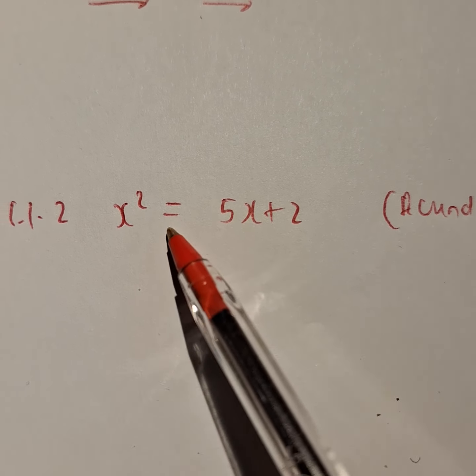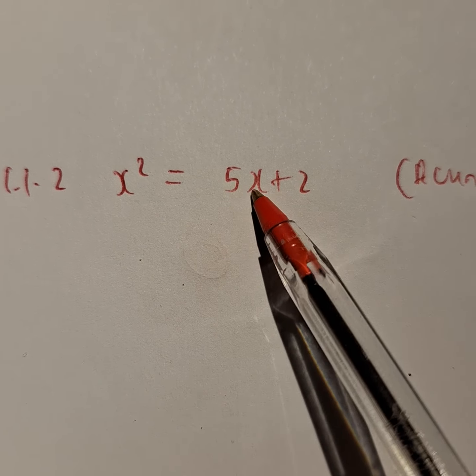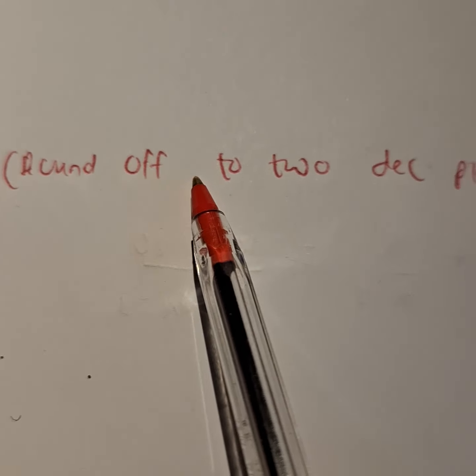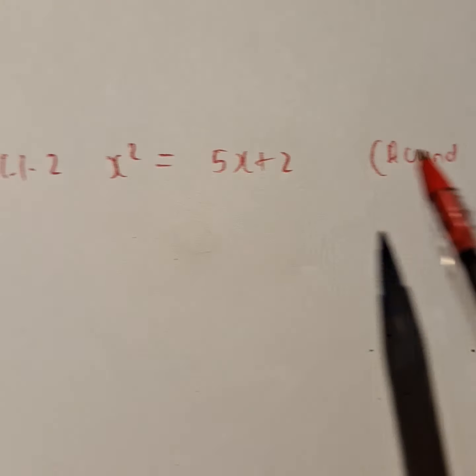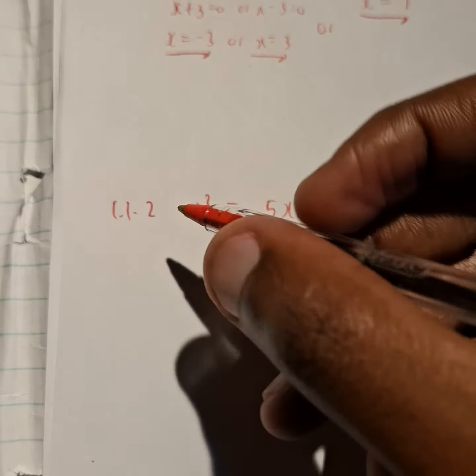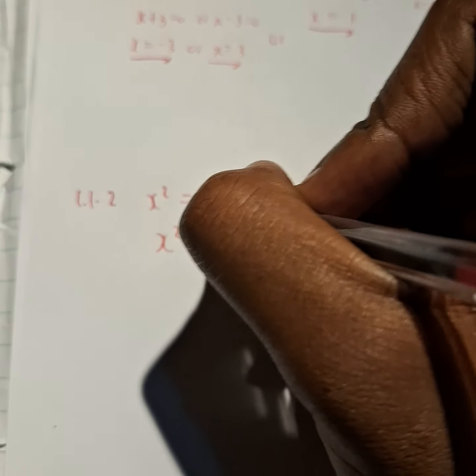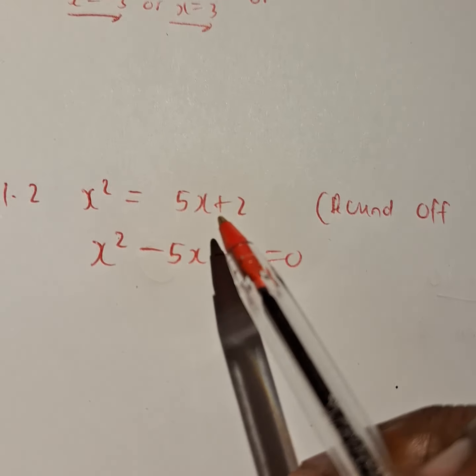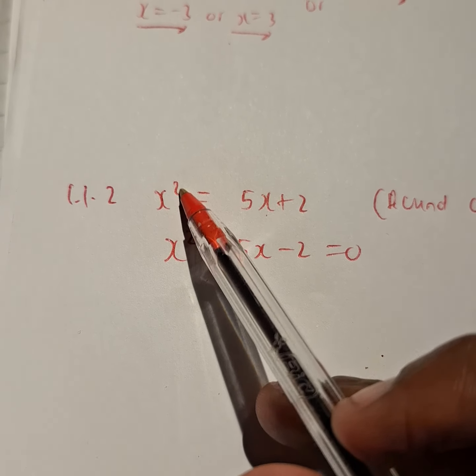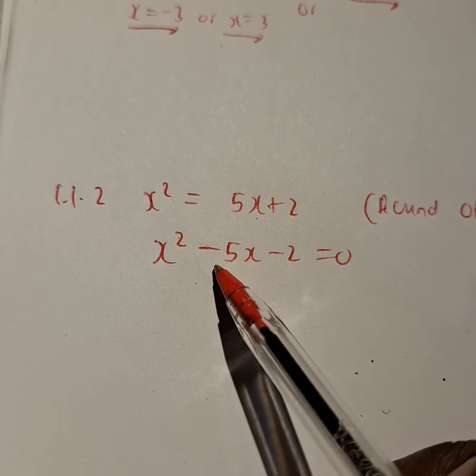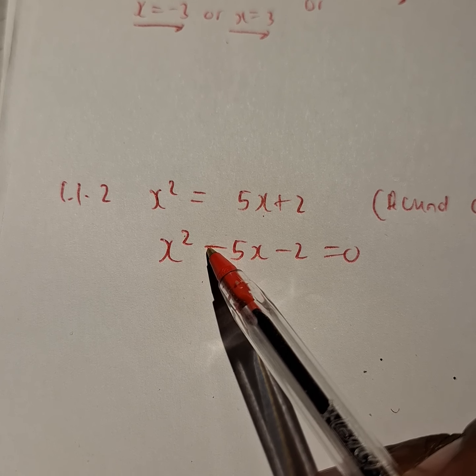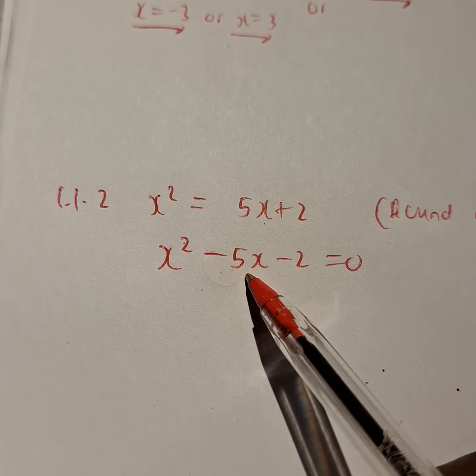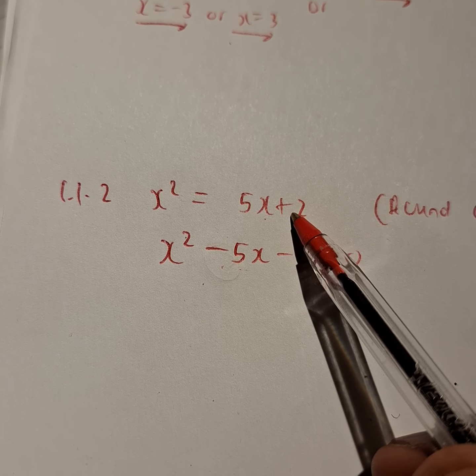Alright, so we have a question here: x squared is equal to 5x plus 2, and the instruction says round off to 2 decimal places, and it's for 4 marks. So what we're going to do first and foremost is we're always going to get the equation into standard form. So what do we do? We transpose the 5x to the left hand side, and when we do, 5x becomes negative 5x, and then the 2 that's positive becomes negative 2 on the left hand side, coming from the right hand side.